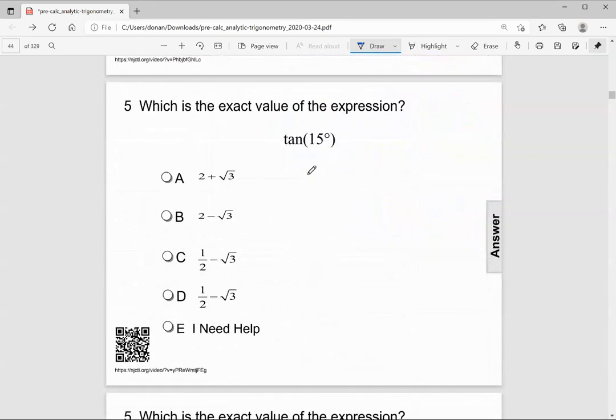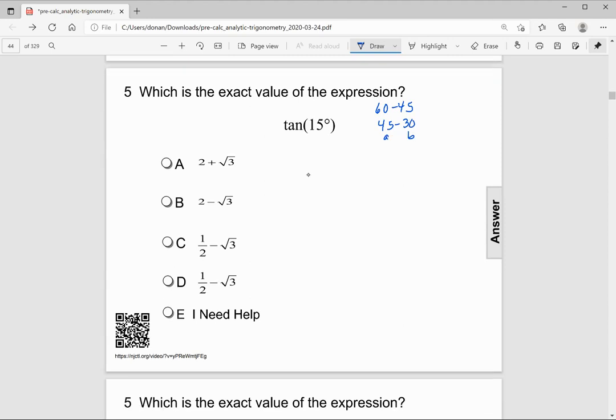Okay, try this next one. Tan of 15 degrees. So we need two expressions that we know. So we could either do 60 minus 45, that's 15 degrees, or we could do 45 minus 30, that's also 15 degrees. So I'm going to use 45 minus 30. So I'm going to say tan of 45 degrees minus 30 degrees. And since this is an A minus B, we're going to say that this is tan of A, tan of 45 degrees, minus tan of 30 degrees, divided by 1 plus tan of 45, tan of 30.